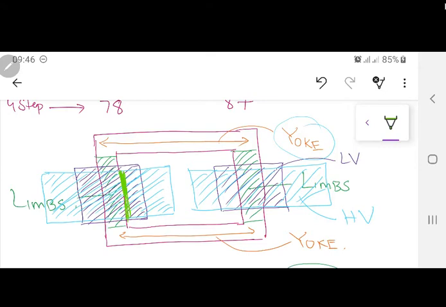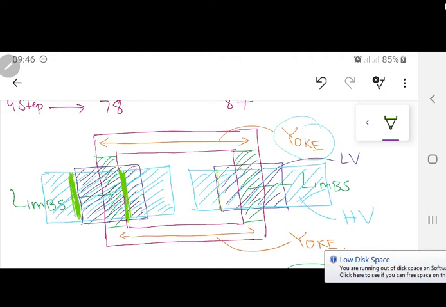This green shaded portion will be totally empty from both sides. So this will be an oil duct. So one design procedure is this: design your LT winding or low voltage winding, keep the oil duct, then design the high voltage winding and find out how much diameter it is.